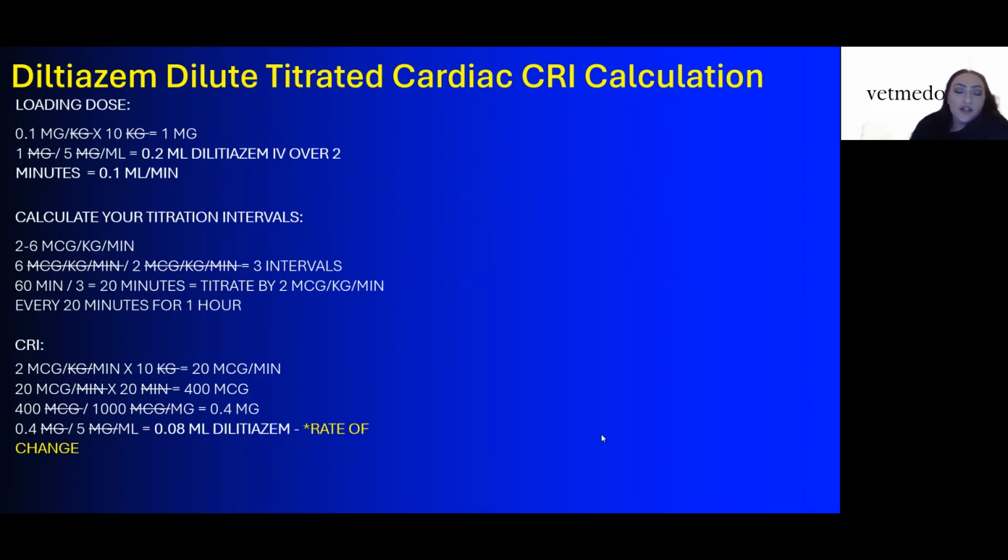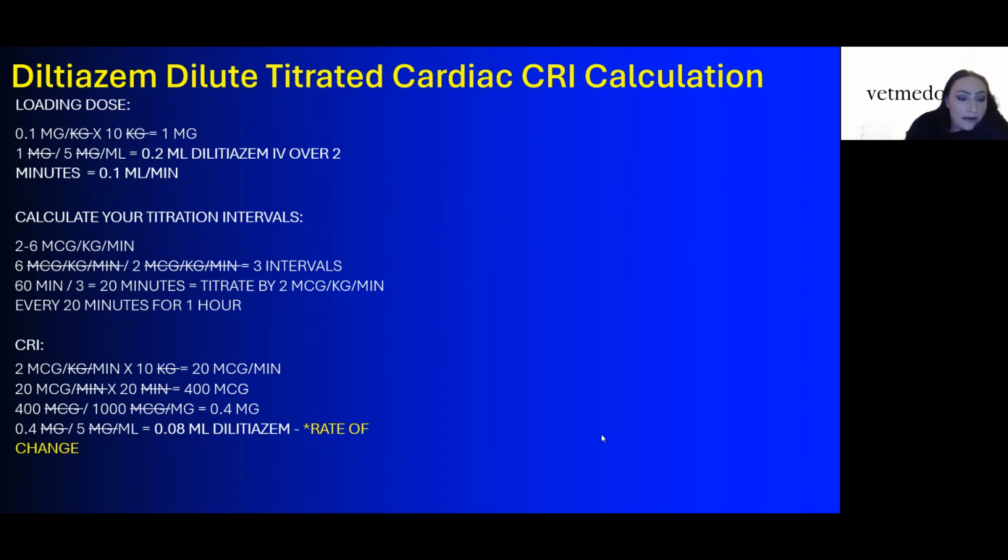Calculate your titration intervals, 2 to 6 mics per kg per minute, just like the nitroprusside. We're going to take 6 mics per kg per minute divided by 2 mics per kg per minute, and we get 3 intervals. 60 minutes divided by 3 equals 20 minutes. So titrate by 2 mics per kg per minute every 20 minutes for 1 hour.